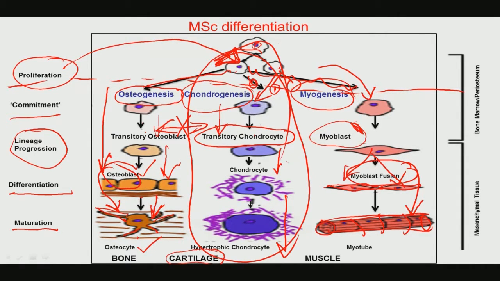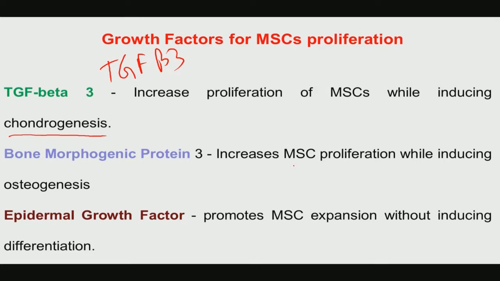This chondrogenesis essentially leads to chondrocyte cell formation as well as cartilage tissue. The second one is BMP 3, that is bone morphogenic protein 3, and BMP has several varieties. It increases MSC proliferation while inducing osteogenesis. This can be expected from the name itself: if it is BMP 3 protein, it can be used as a growth factor to induce osteogenesis.